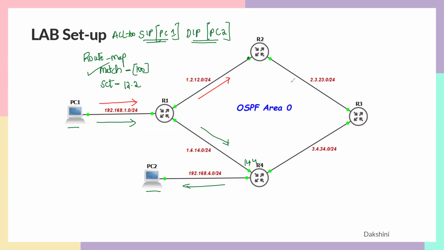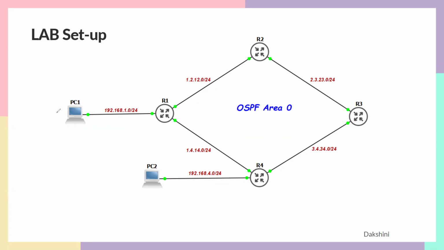So it will go from here. Router 2 will forward it towards router 3. Then it will come here towards router 4, and router 4 will forward it towards PC2. So this should be my route instead of this. This is possible with the help of a route map. So we'll create this route map, and after that, we will call this route map inside the policy. So let's see the next step.